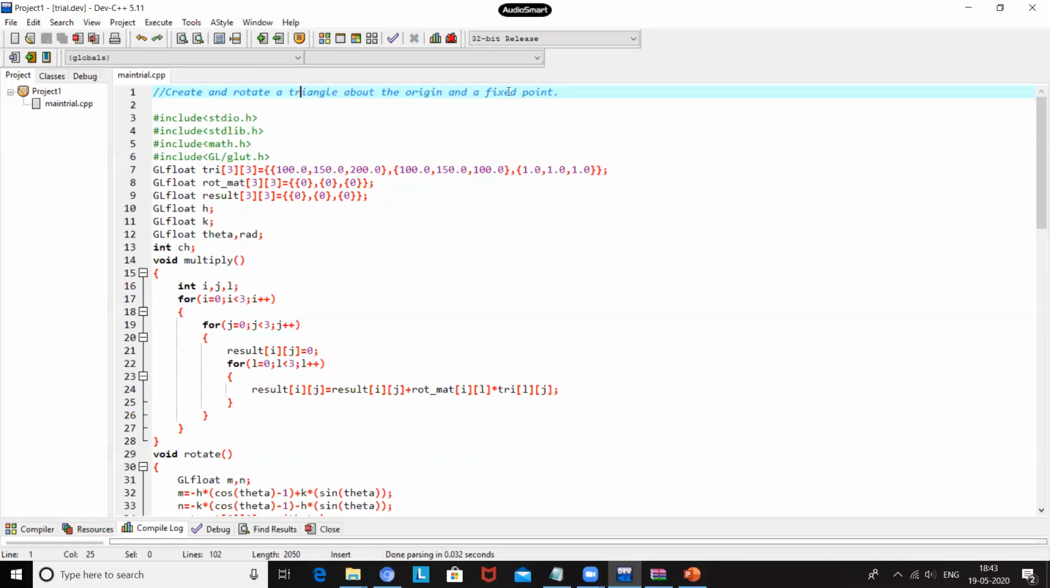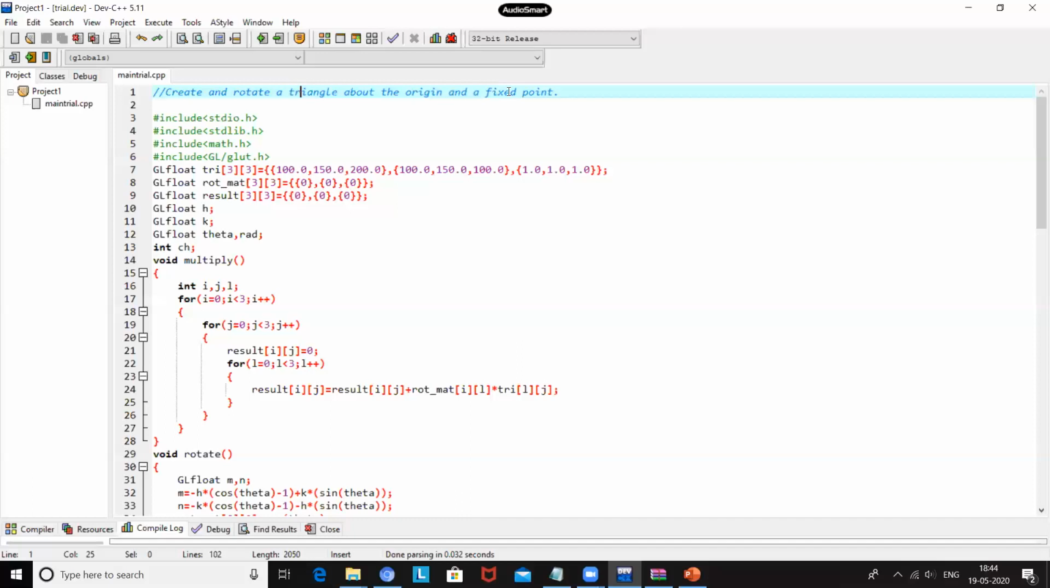Welcome to computer graphics demo of program number 2, which is create and rotate a triangle about the origin and the fixed point. In this program, we are trying to create a particular triangle given some fixed vertices, 3 vertices whose x, y, z coordinates are given. So first we construct the triangle.